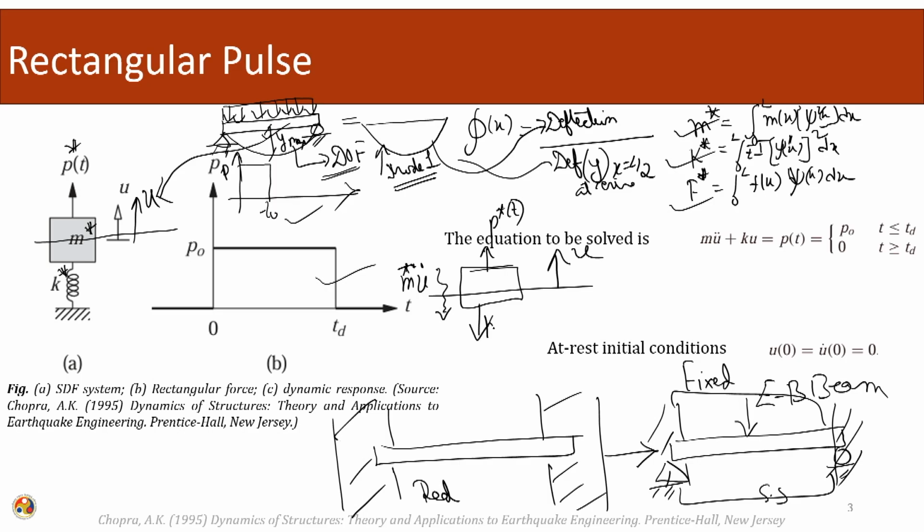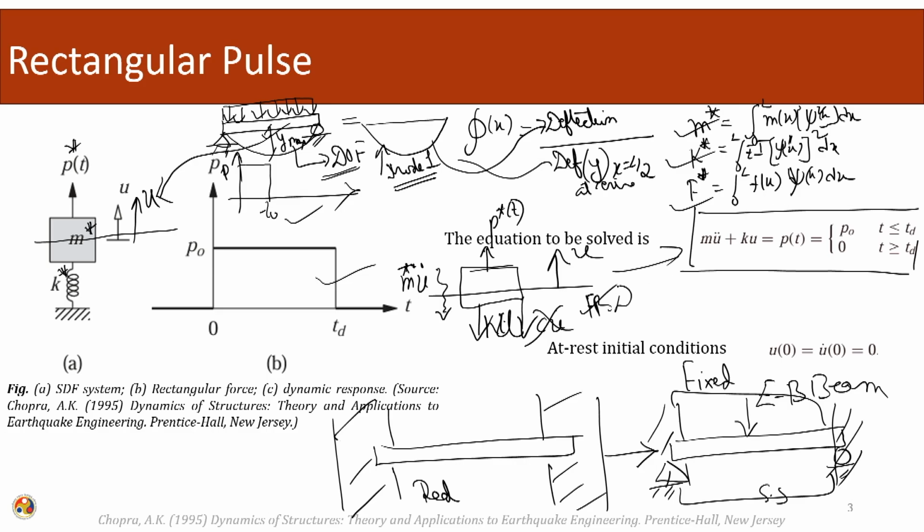Okay. Then stiffness. We also have the damping part, but we are ignoring the damping part. So if we write down the equation of motion from this free body diagram, this will be our equation of motion. Initial condition, we are assuming that the system is at rest.